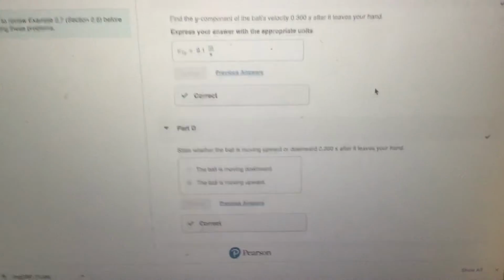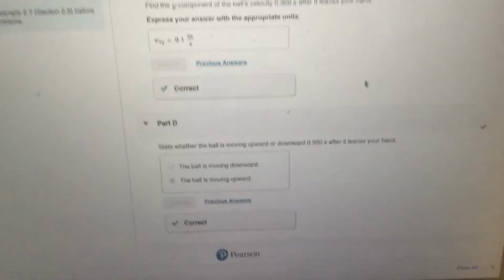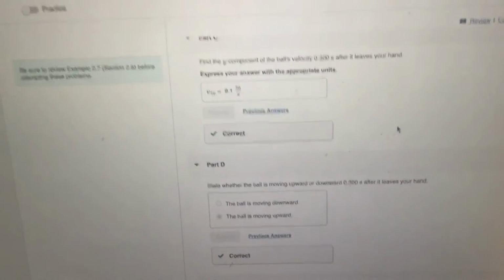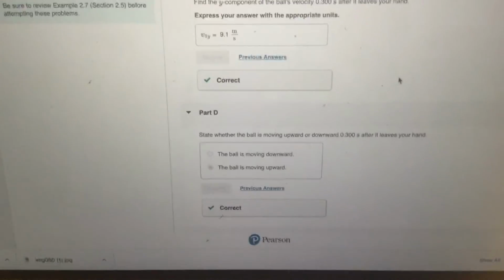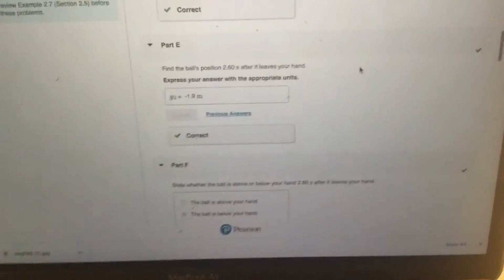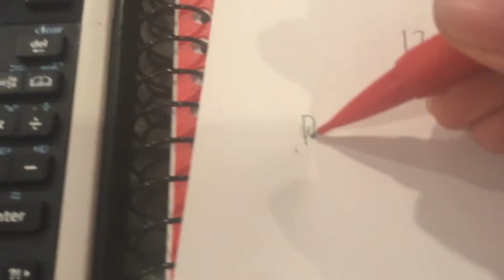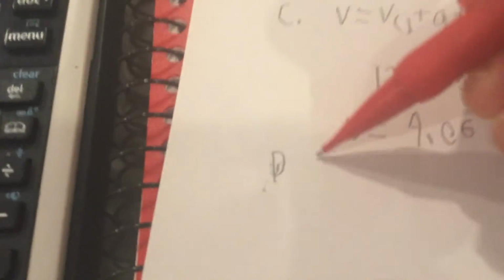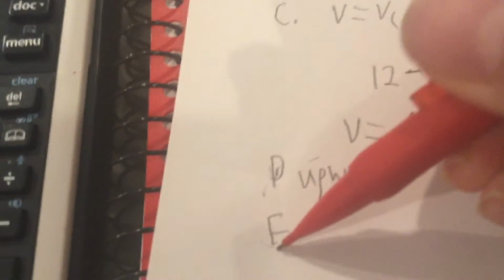And that's correct. Part D: state whether the ball is moving upward or downward 0.3 seconds after it leaves your hand. The ball is moving upward because we just found the velocity at 0.3 seconds, and it's positive, so we know that the ball is moving upward in the positive direction. So part D is upward, like we just explained. And part E, now we'll move on: find the ball's position 2.6 seconds after it leaves your hand.